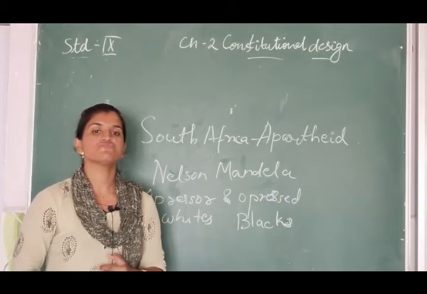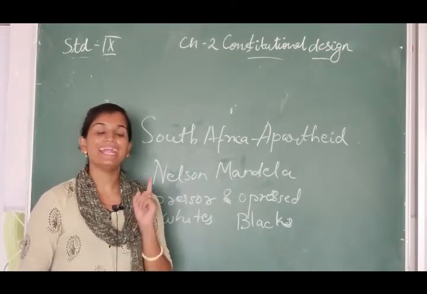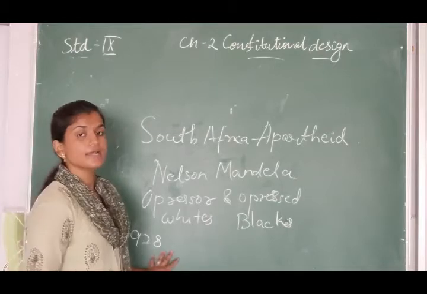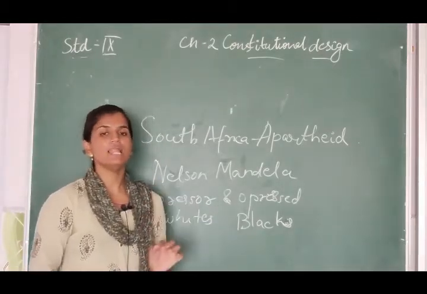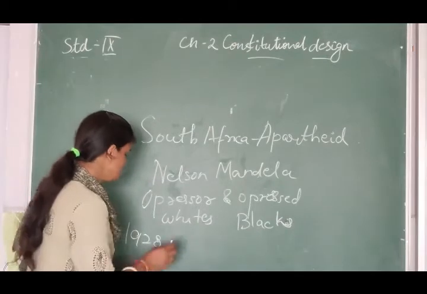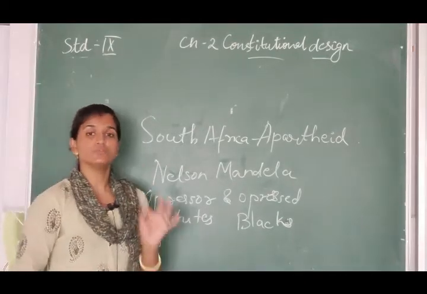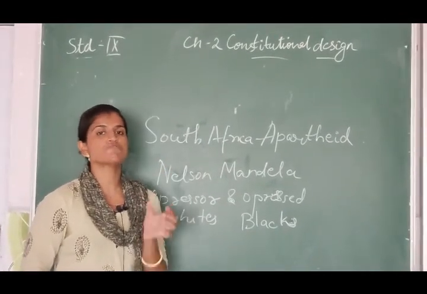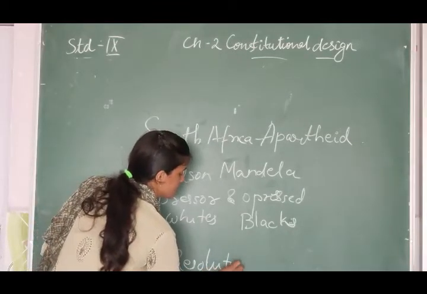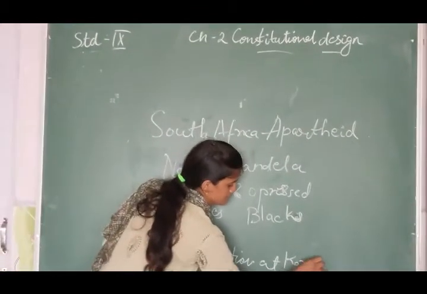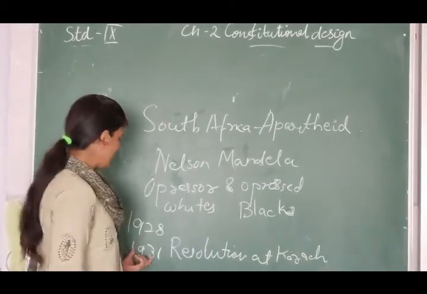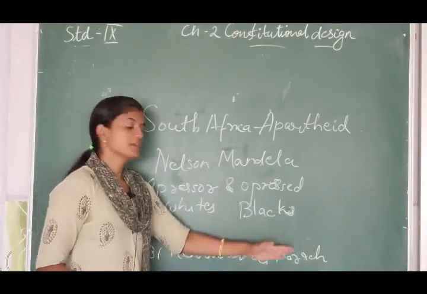So first, the path of the constitution: in 1928, Motilal Nehru and 8 Congress leaders drafted the constitution. In which year? 1928. The constitution was drafted by Motilal Nehru and 8 Congress leaders. Then in 1931, a resolution on the constitution was taken at the Karachi session.